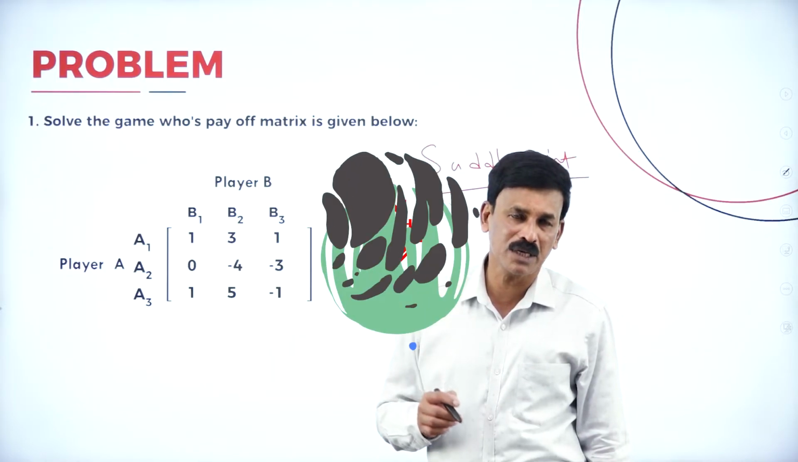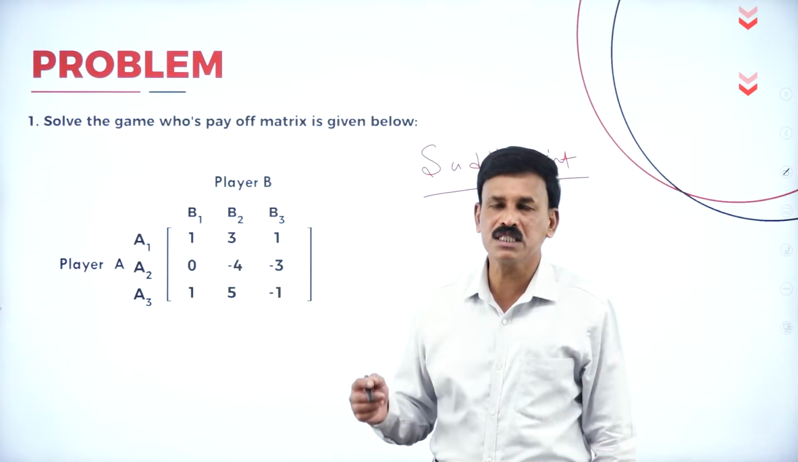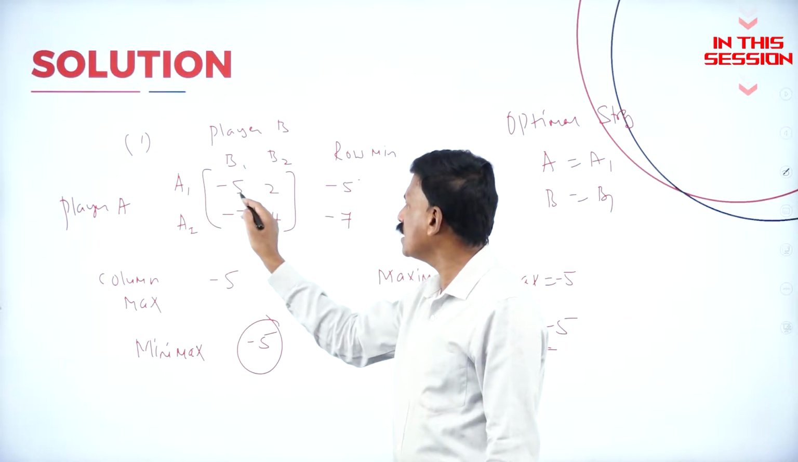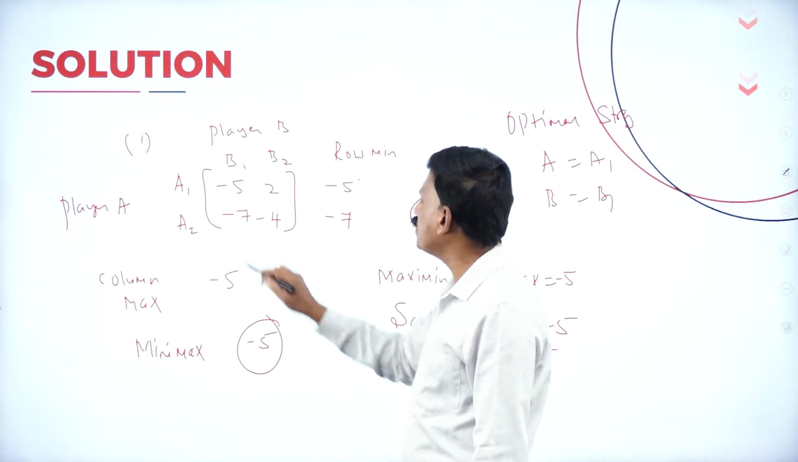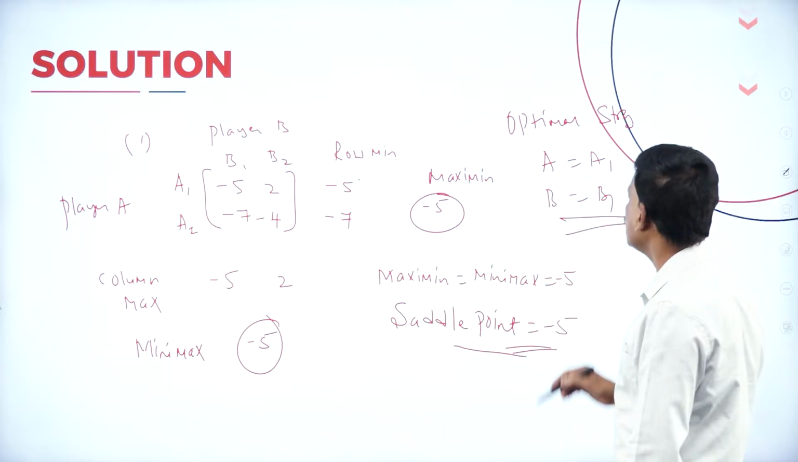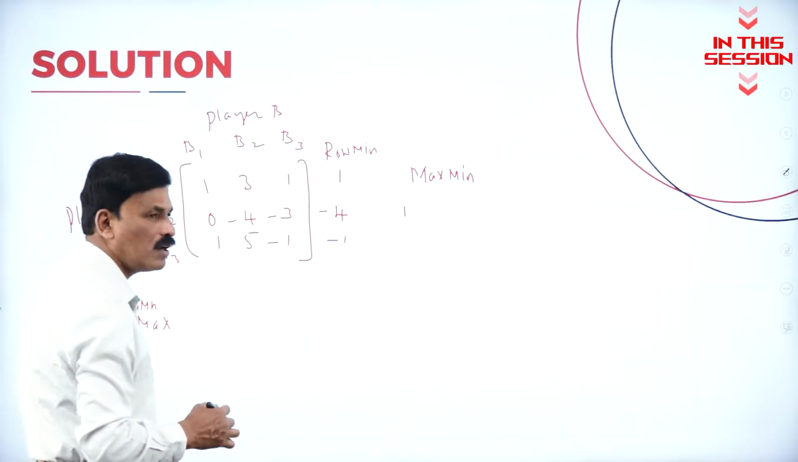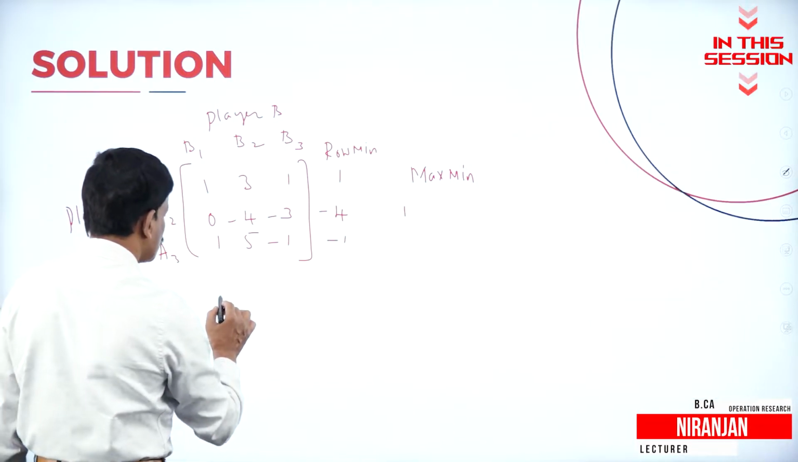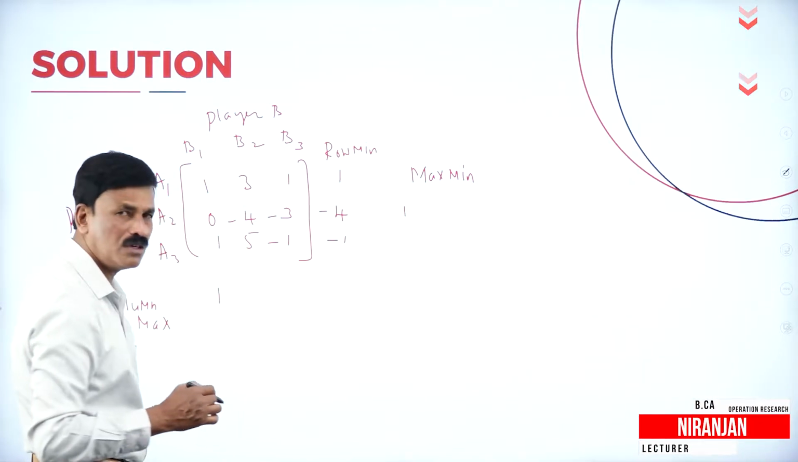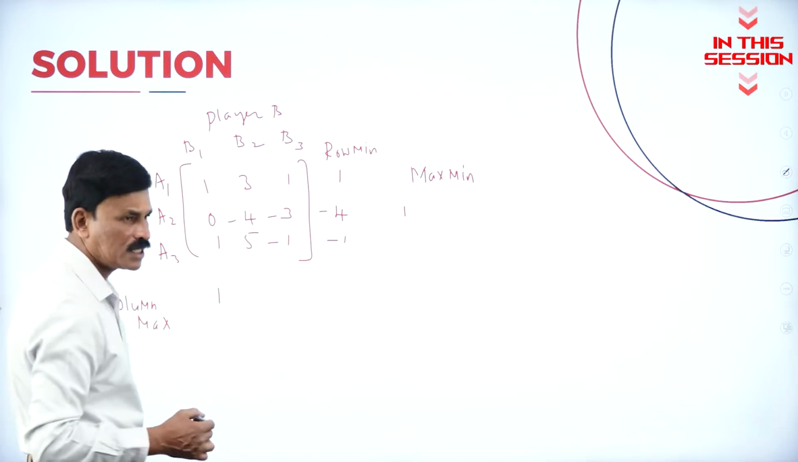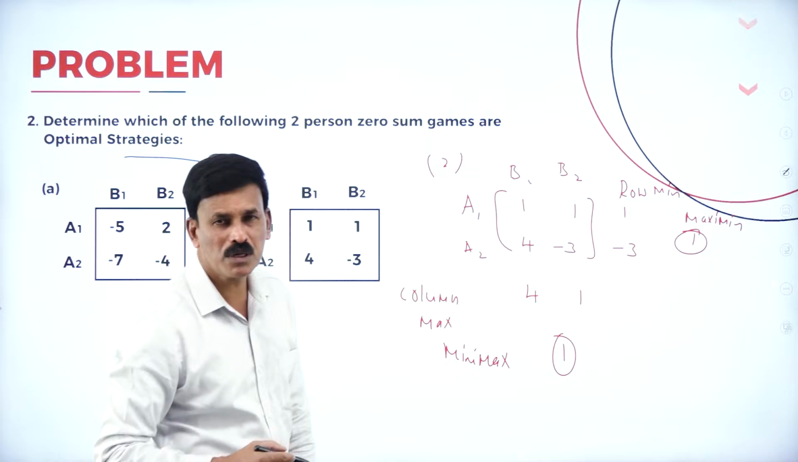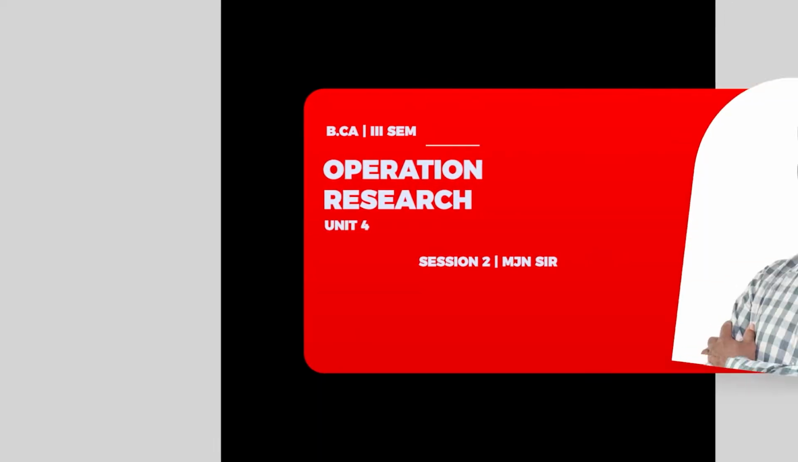Verify whether min-max and maximum value are equal, then that itself is called the value of the game, that is the saddle point. For player A it is A1, for player B it is B1. So the optimal strategy is A1 and B1. Find out the column maximum. In the first column, the maximum value is 1, and there are two 1 values. You can take the first value or the second, third value. 1 is the maximum value. Maximum and minimum values are the same. So this problem has a saddle point.